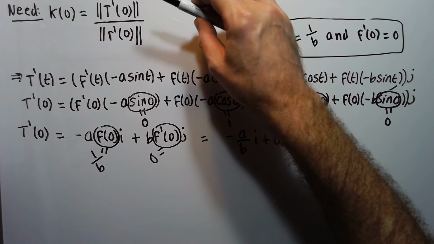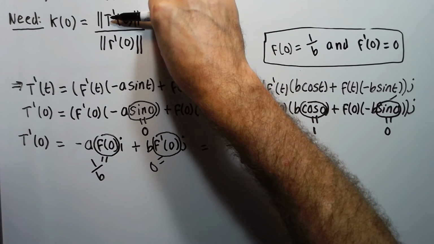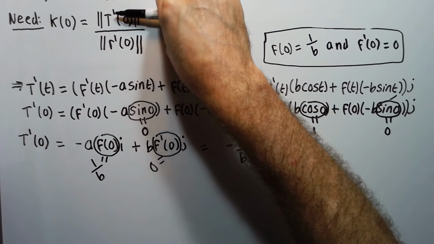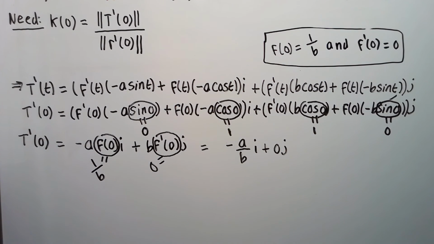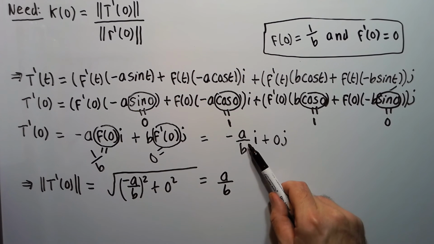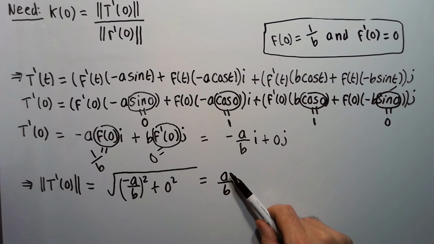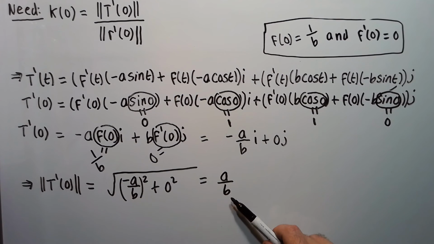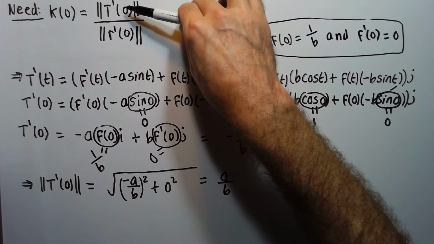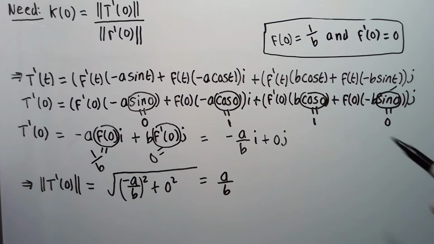Now, again, we're looking for the curvature here. So the curvature requires the magnitude of capital T prime of 0, so let's find that. The magnitude of capital T prime of 0 would be the square root of this squared plus 0 squared, so it's just going to end up being a over b. So we found this top part of the curvature. We still have to find the magnitude of r prime of 0.